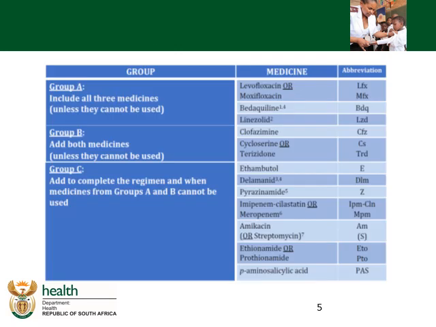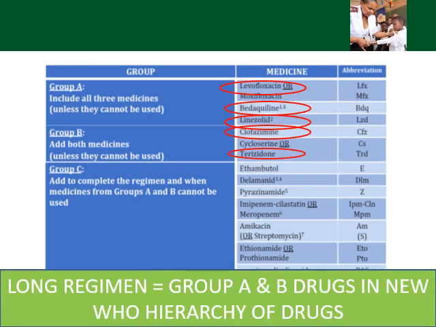Now remember earlier we spoke about our group A, B, and C drugs, and the long regimen is actually relatively simple because all we're going to do is give our 5 most important drugs. So remember our 3 group A drugs are levofloxacin, bedaquiline, and linezolid. We're going to add in clofazimine and terizidone, and that actually makes up your long regimen.